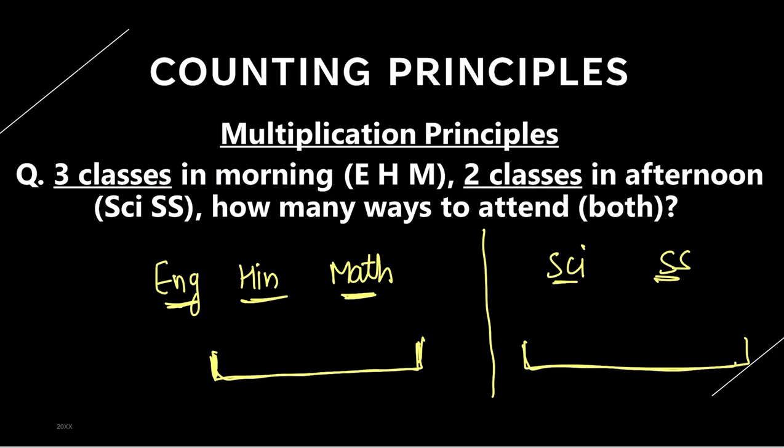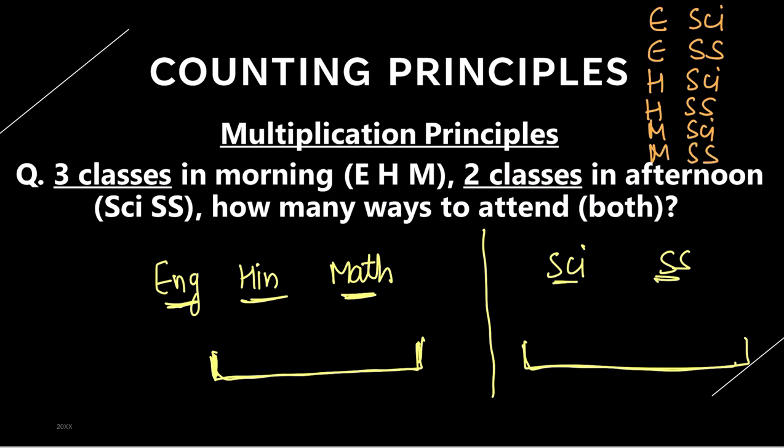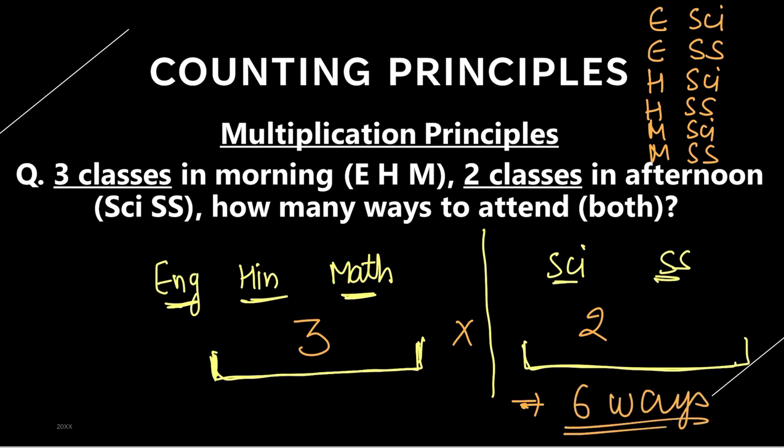I cannot skip any. So the first way is you either take English in the morning and Science in the afternoon, or English in the morning and SS in the afternoon, or Hindi in the morning and Science in the afternoon, Hindi in the morning and Social Studies in the afternoon, Math in the morning and Science in the afternoon, Math in the morning and Social Studies in the afternoon, right? So you have to do both of them. Both of them are mandatory. You cannot skip any. So how many ways of doing this? 3 ways into 2 ways, that is 6 ways. I can do this task of choosing two classes.